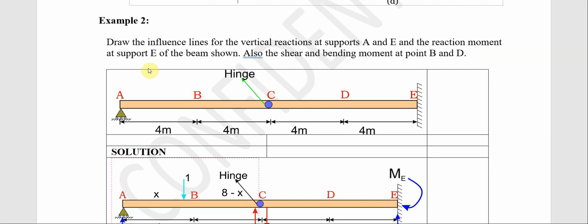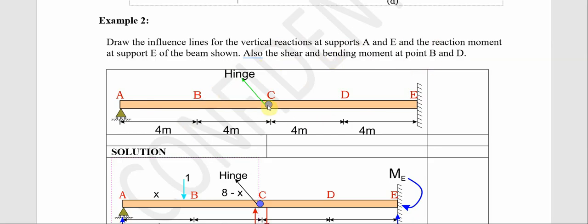So today we're going to be looking at influence lines, a sample calculation on influence lines. Let's take this example. For instance, we are asked to draw the influence line for the vertical reactions at support A and support E, and also the reaction moment at support E of the beam, also the shear and bending moment at points B and D.